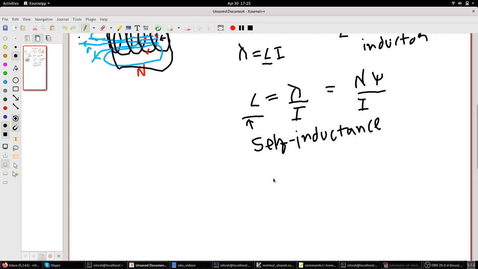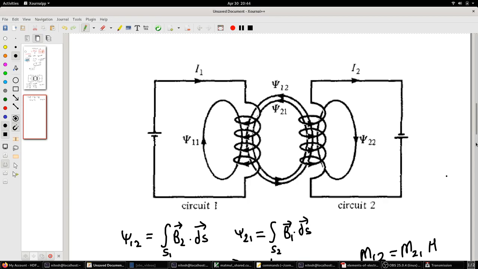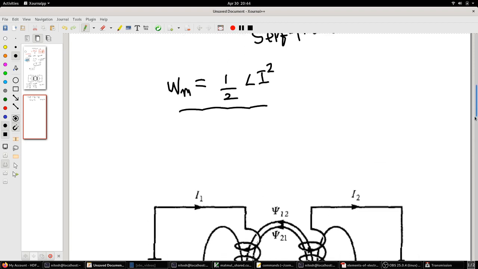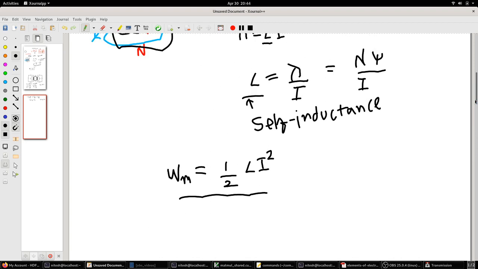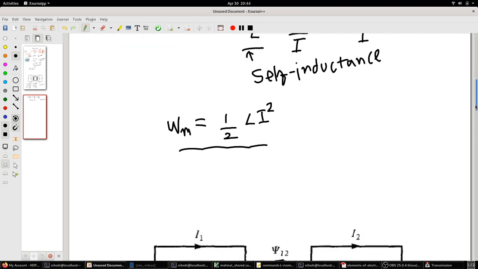Now the magnetic energy stored in an inductor is given as Wm equal to half L i square. This is the expression for the magnetic energy stored in an inductor. We have looked at self-inductance, and we already looked at the magnetic energy stored in an inductor.